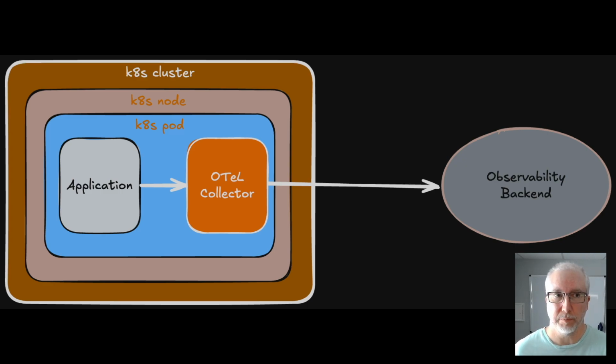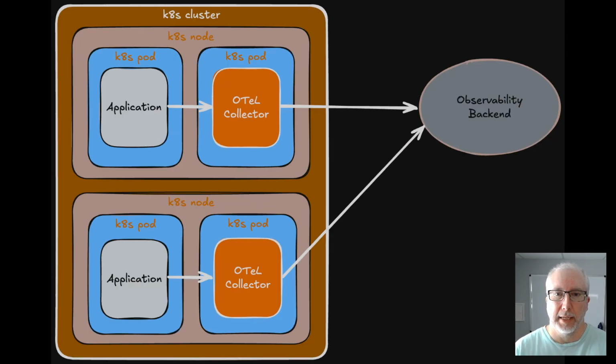Now, with the agent pattern, there are two different deployment modes available. One is as a sidecar, which is what is seen here, where the OpenTelemetry collector is running in the same pod as the application. Another option that we have is to deploy it as a daemon set. And this means that there will be a separate OpenTelemetry collector on every node within our cluster, and each one will send directly to the observability backend.